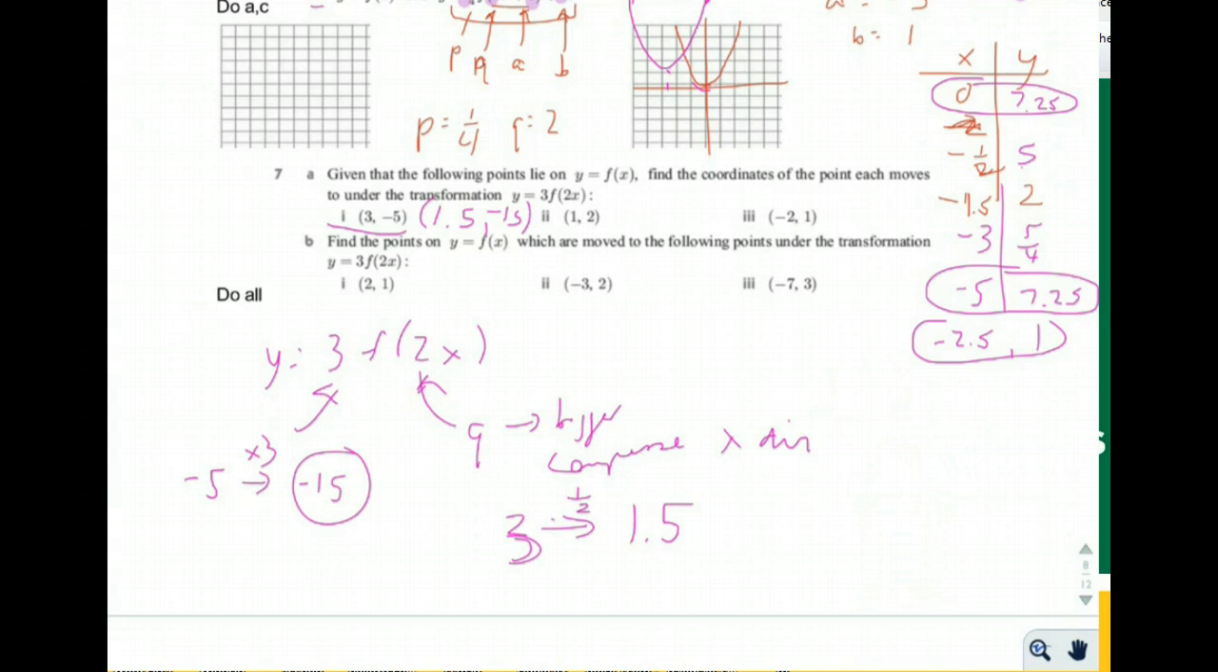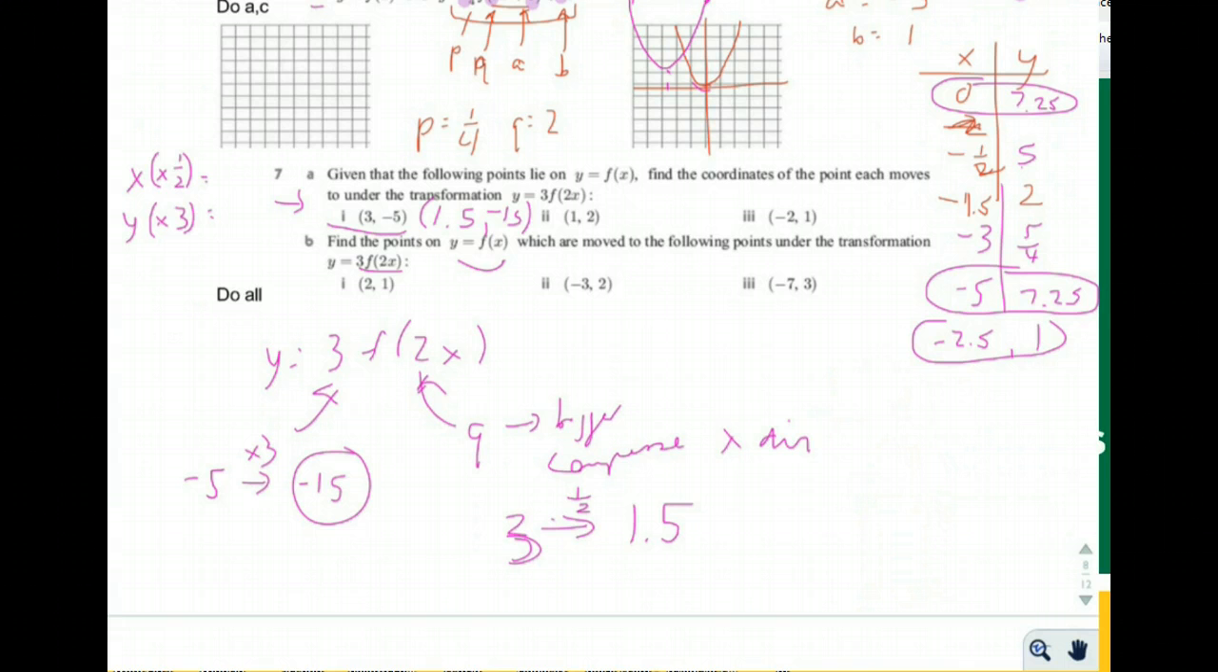Okay, and then it says find the points on f of x which are moved to the following points under the transformation. So in this case, they're going the opposite direction. Up here, what we're going to do is say the x coordinate is going to get multiplied times 1/2. The y coordinate is going to be multiplied times 3, to get the new values.